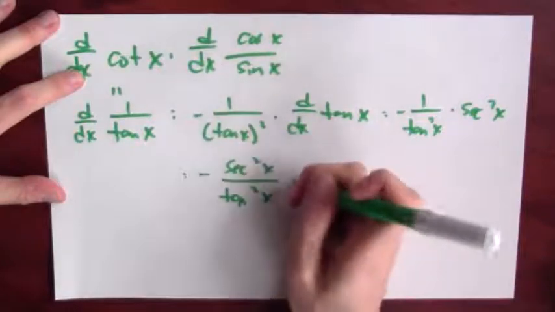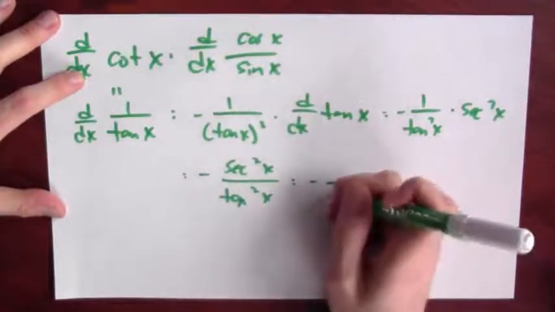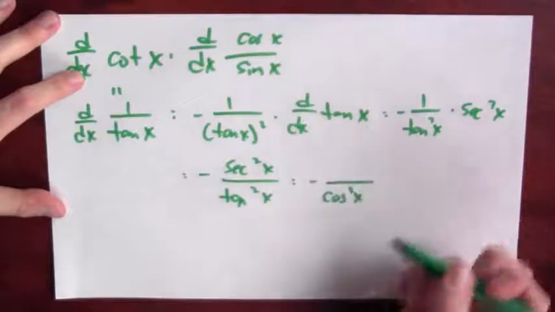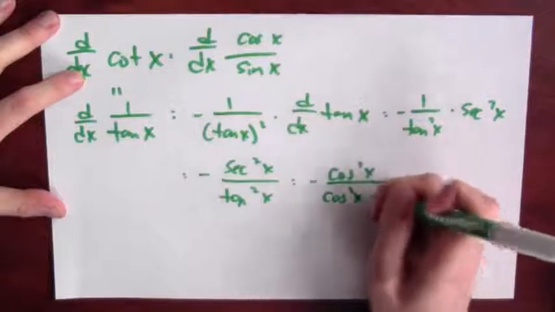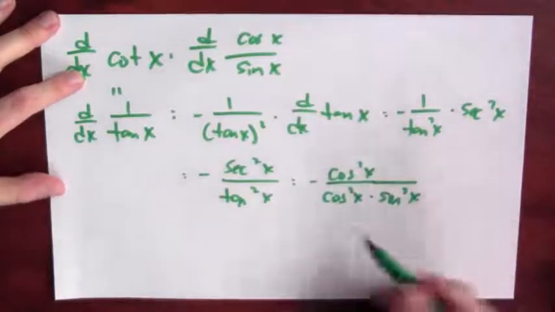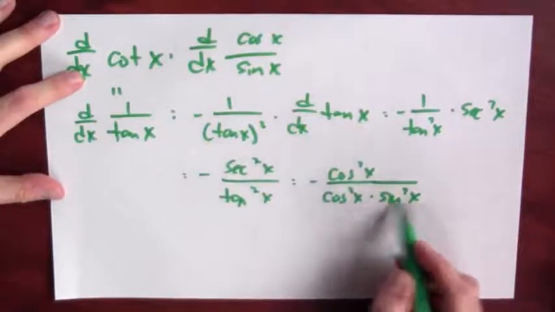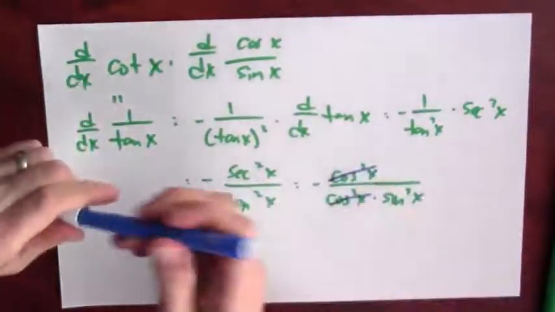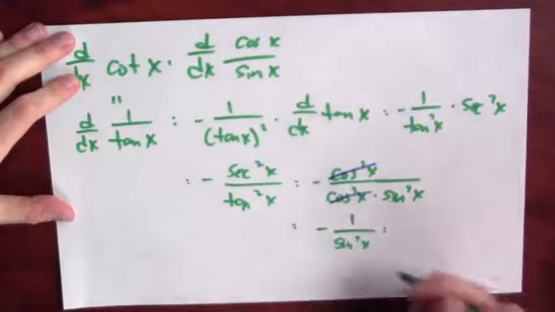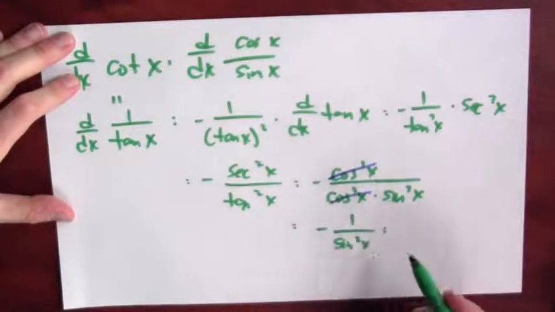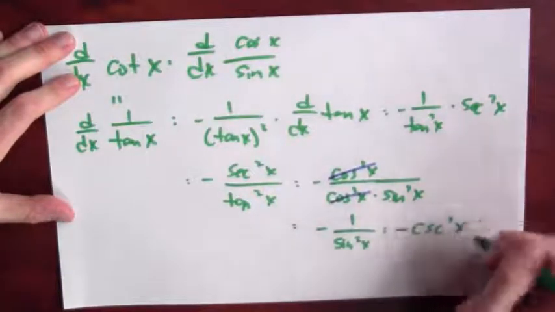But people don't usually write it like this. Instead, I could simplify this. Having a secant squared in the numerator is as good as having a cosine squared in the denominator, and having a tangent in the denominator is as good as having cosines in the numerator and sines in the denominator. So negative secant squared over tangent squared is the same as negative cosine squared over cosine squared times sine squared. Now these cosines cancel, and what I'm left with is negative 1 over sine squared x. But people don't even write it this way, right? 1 over sine, well, that's cosecant. So this is actually negative cosecant squared x.